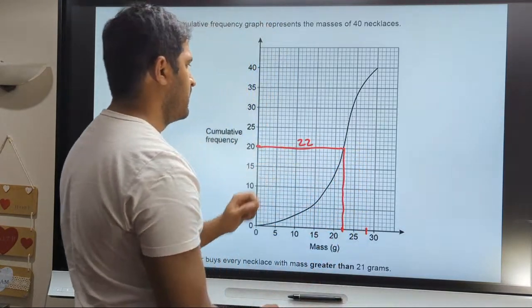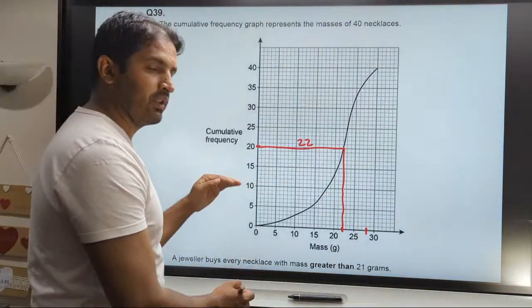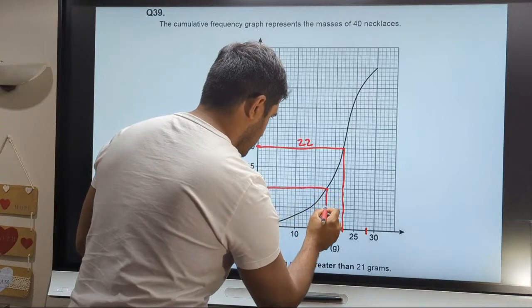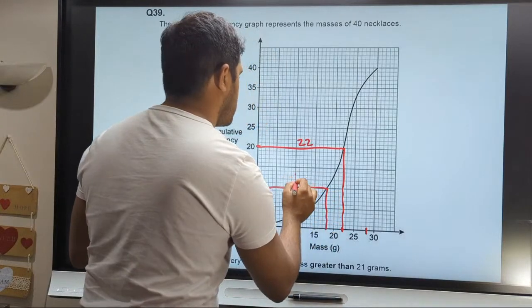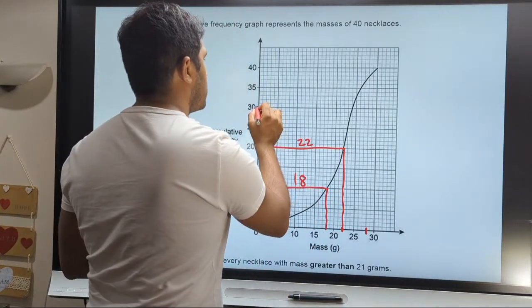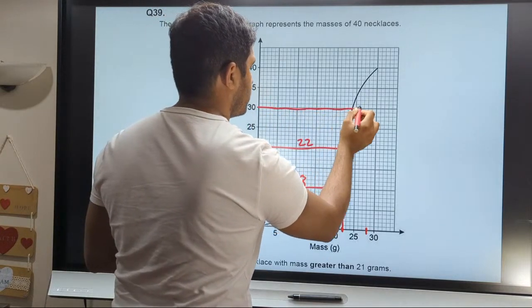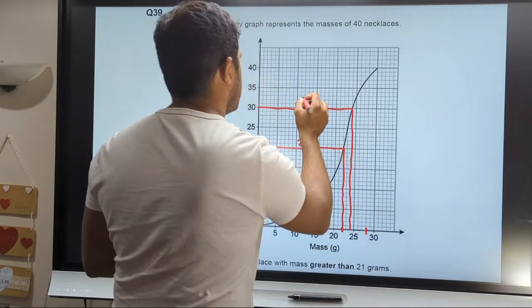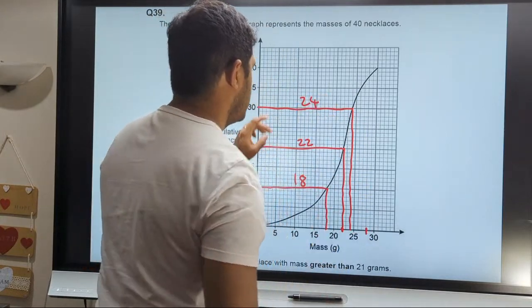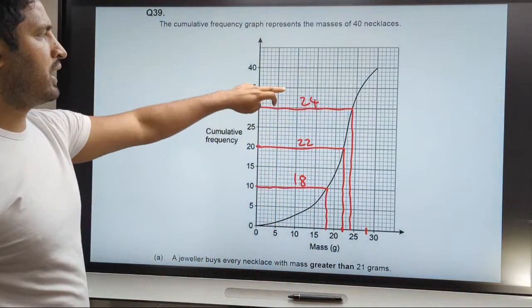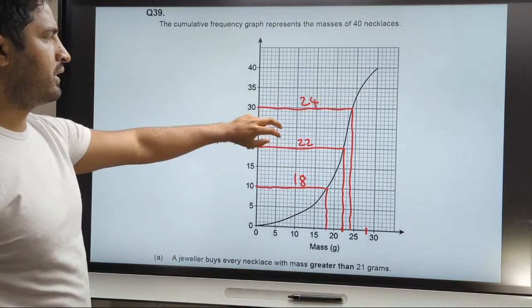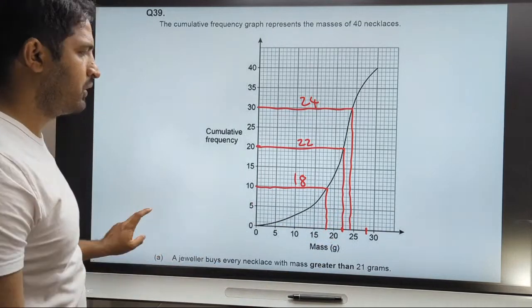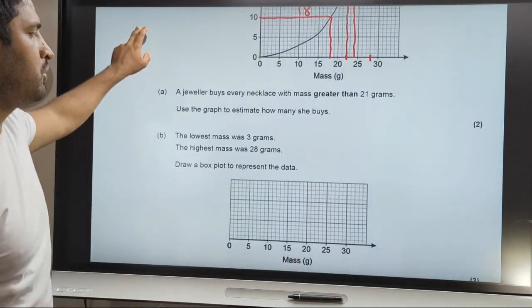That's 22. Then the lower quartile would be at 10, so the first quarter. Go across and read it there. So the lower quartile is 18. The upper quartile would be three-quarters of the way up. Read it down, and you can read that as 24. Okay, so we know the lower quartile, upper quartile and the median here. We know the lowest value was 3, the highest value was 28. So we're going to use that to do the box plot.